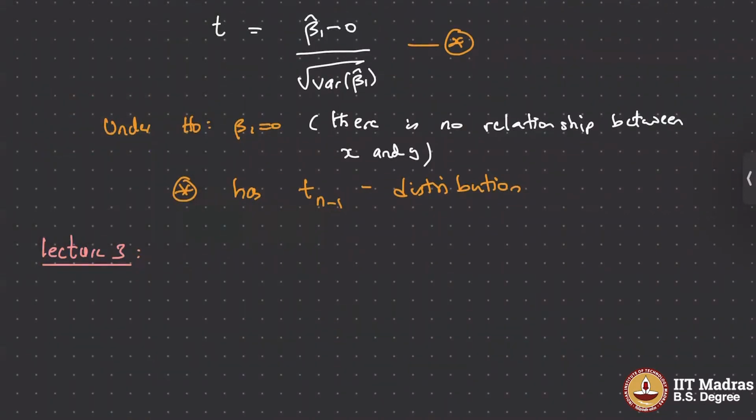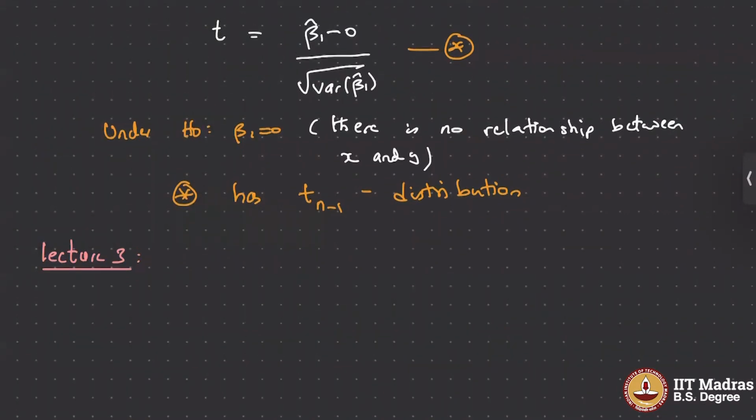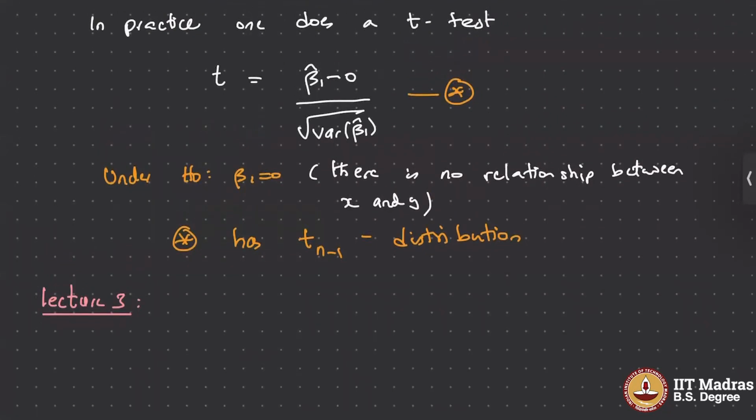So what I was just trying to recall is that if you want to test whether beta 1 is 0 or not, under the null hypothesis this statistic has a T n minus 1 distribution. So one can compute the probability of observing any number equal to mod T or larger than absolute value, right? So what you do is to test beta 1 is equal to 0.